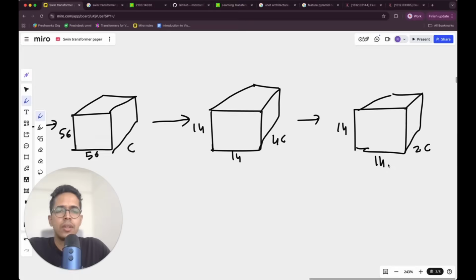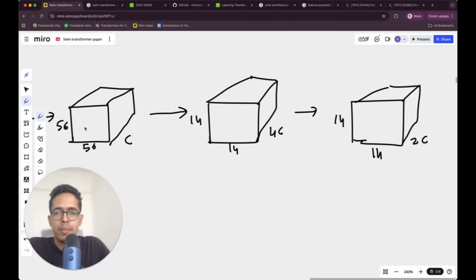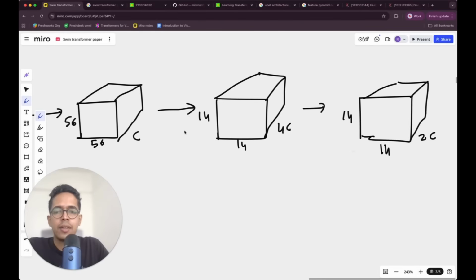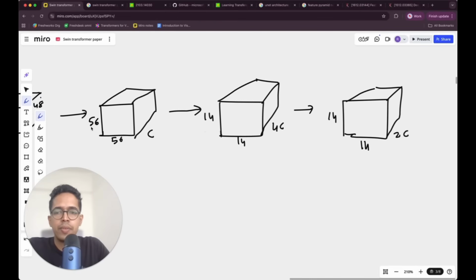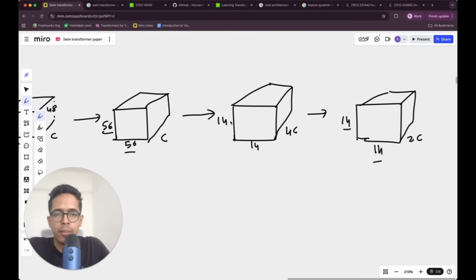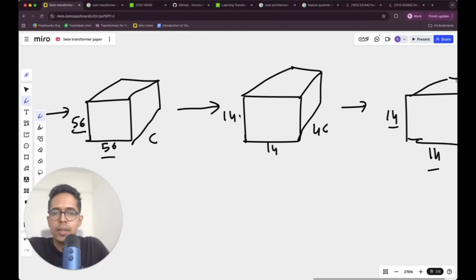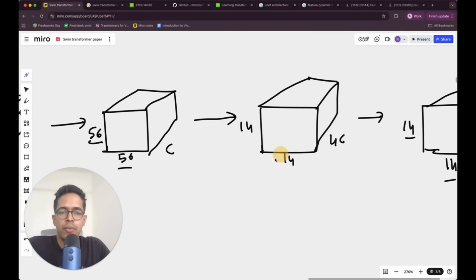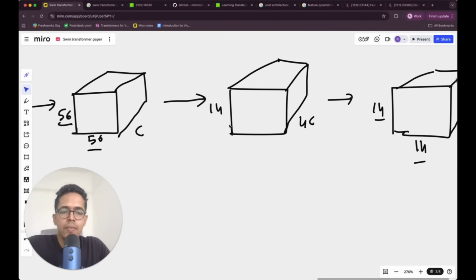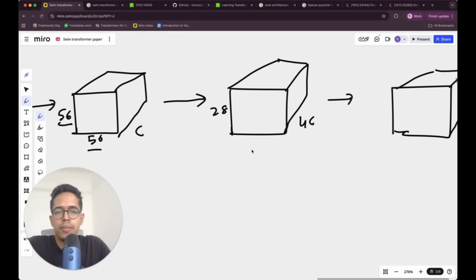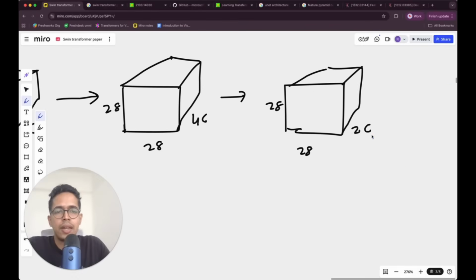So now can you see what happened? The spatial dimension reduced effectively from 56 by 56. It decreased to become 14 by, actually it's not 14 by 14. I think it's 28 by 28. This should not be 14 by 14, because each dimension is getting divided by 2. So this is my bad. So this will be 28, 28. This will be 28, 28. And this will be 2C.